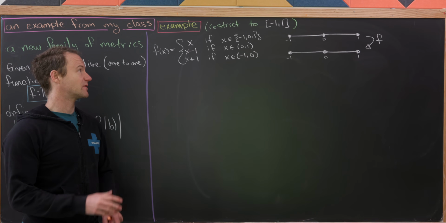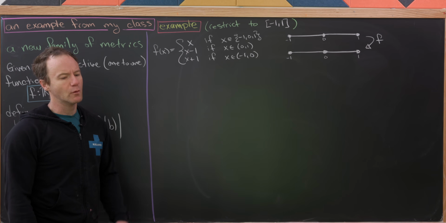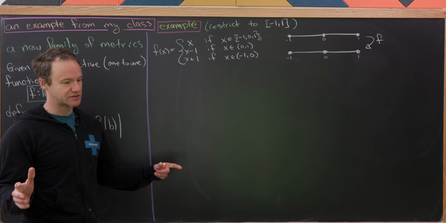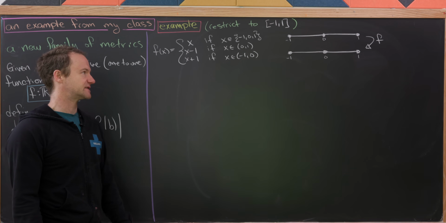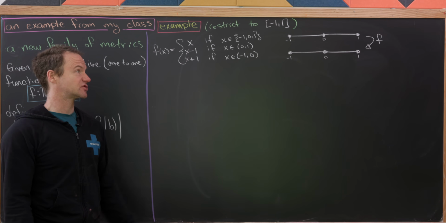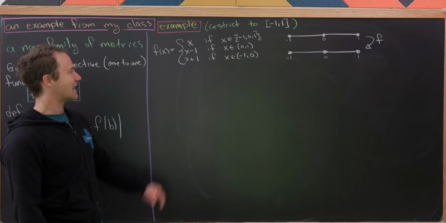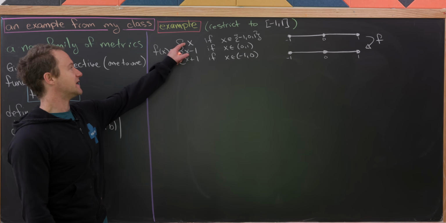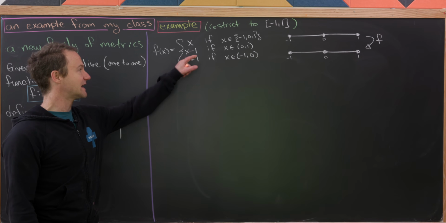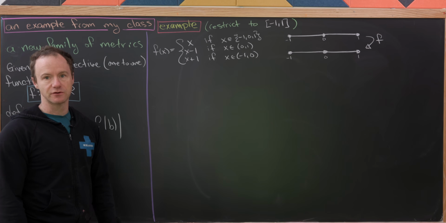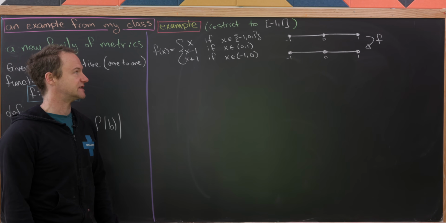So for our example, I'm going to restrict our setting to the interval from -1 to 1. Now, what we could really do is expand this to all real numbers and just have the function act as the identity off of this interval. But I think maybe all of the interesting stuff is happening right here in this example. So let's define f of x as follows. It will be x if x is -1, 0, or 1. It's x minus 1 if x is on the interval from 0 to 1, and it's x plus 1 if x is on the interval from -1 to 0.